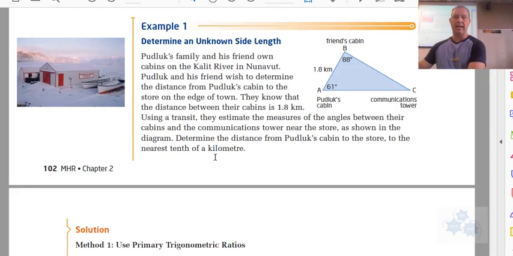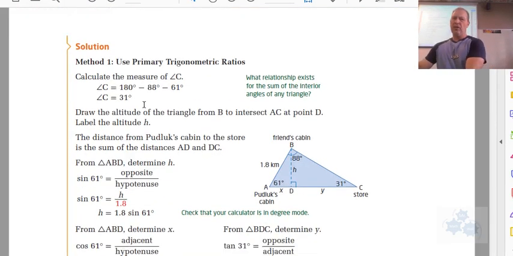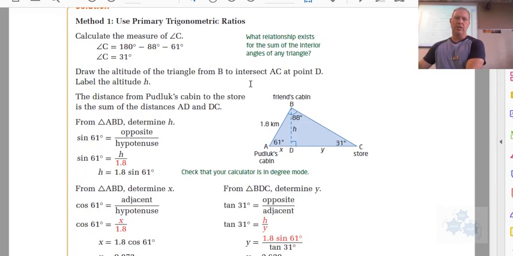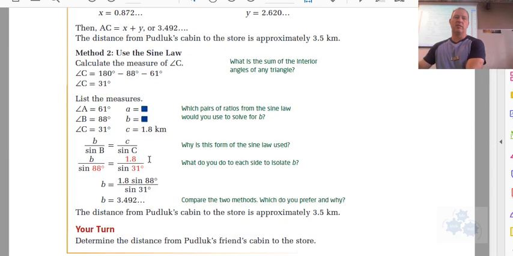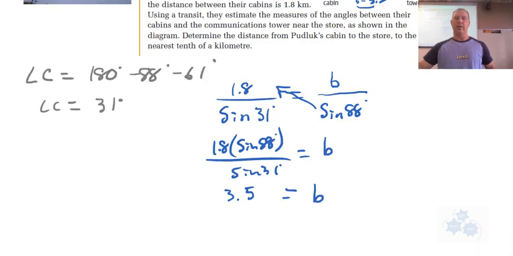So if we go back to the text, here's the example. Method 1 ignores the sine law, so I didn't do method 1. Method 1, they basically set it up like we did before to prove the sine law. So method 2, using the sine law, is definitely the easiest way to go. And that's what we did. So about 3.5 kilometers, that's the answer to the question.